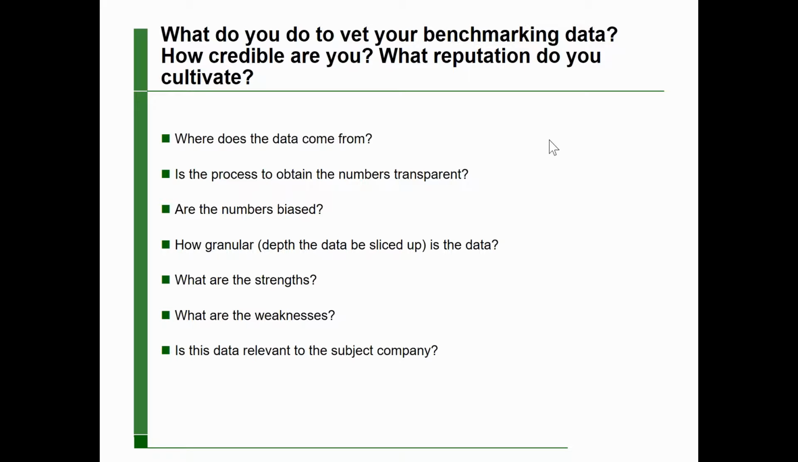So I think some of the questions that we need to ask ourselves are, where does the data come from? What's the process to obtain those numbers? Obviously transparency is important. Is there a bias in the numbers? And how granular is the data? What are the strengths and weaknesses, and how is the data relevant to the subject company? Relevancy is an important factor inside of our credibility and inside of our reports.